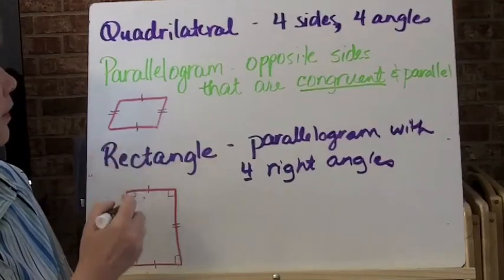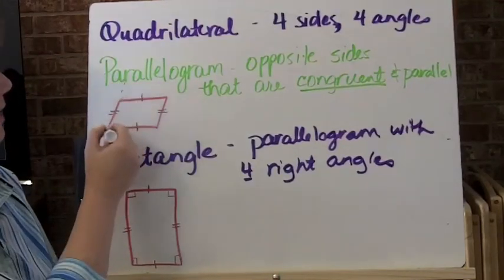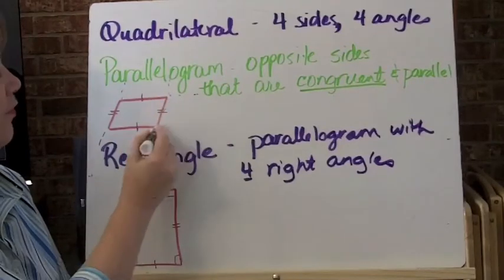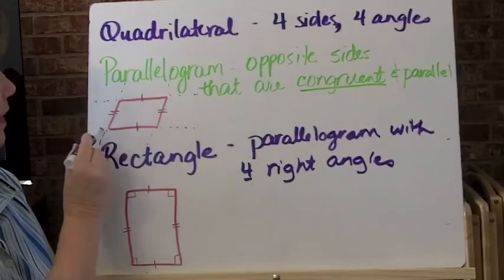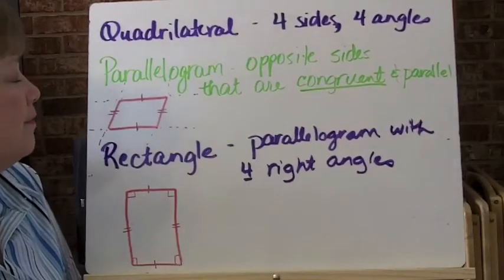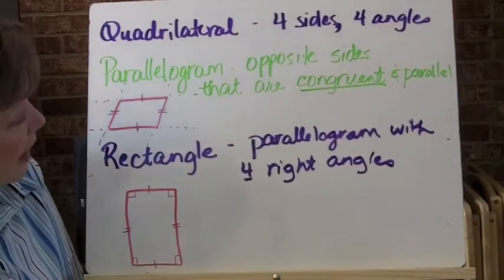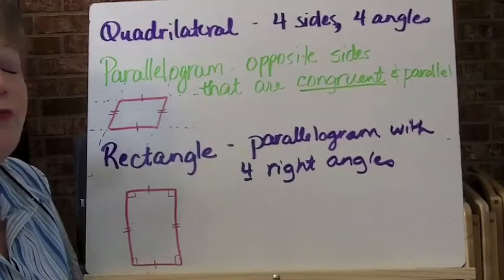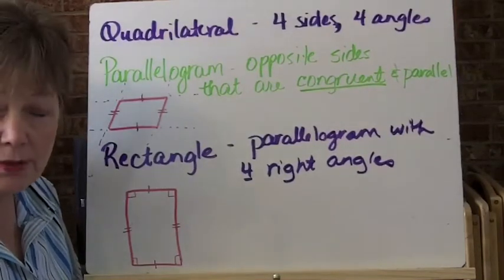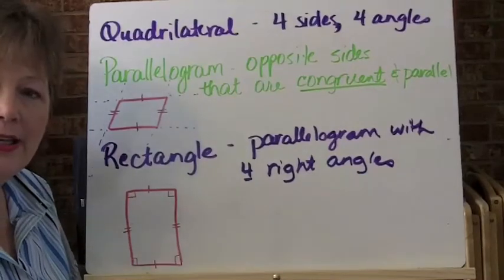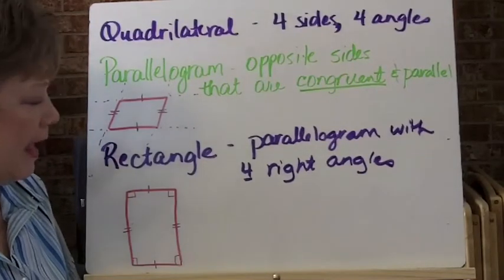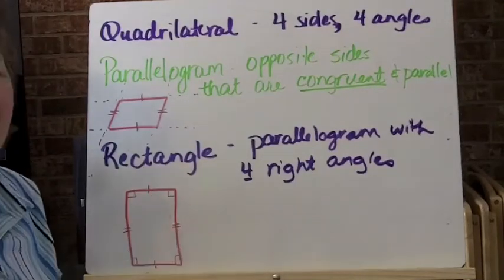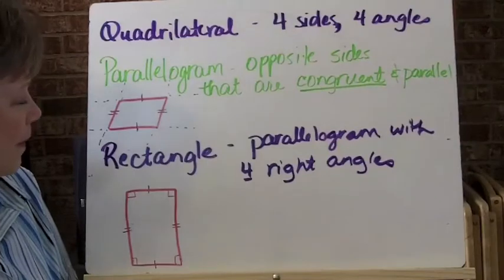So this is a parallelogram. If you stretch these lines out forever, they would never intersect. And if you stretch these out forever, they would never intersect. So it has two sets of parallel lines. A rectangle is simply a parallelogram with four right angles. And that right angle, again, is 90 degrees. It's that straight look, like 3 o'clock and 9 o'clock on the clock.